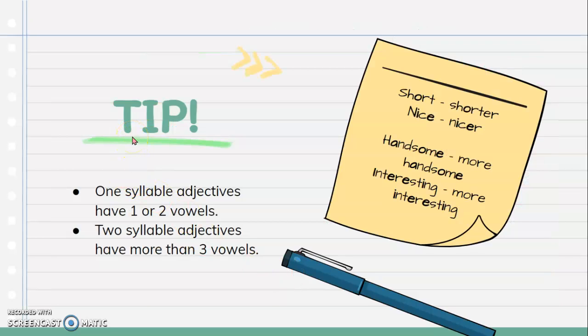This is a very important tip. One-syllable adjectives have one or two vowels, like short or nice. Two-syllable adjectives have more than three vowels. For example, handsome or interesting.